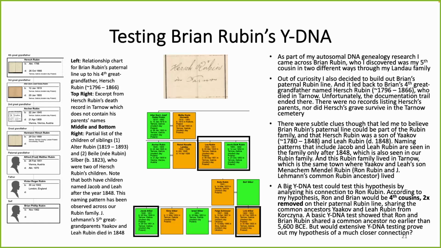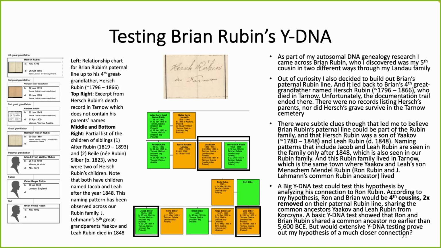And this Hirsch Rubin died in Tarnów in 1866. And unfortunately, you can see it here. This is from his death record. It just says Hirsch Rubin in Tarnów. It doesn't say who his father's name is. There's no mention of the father's name.